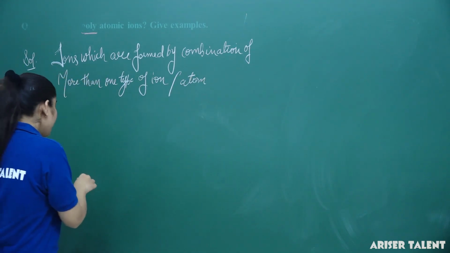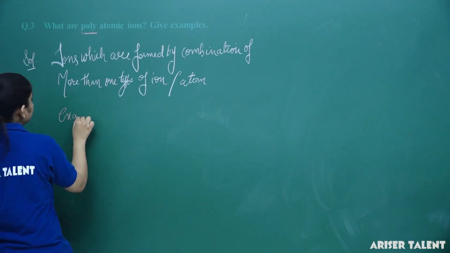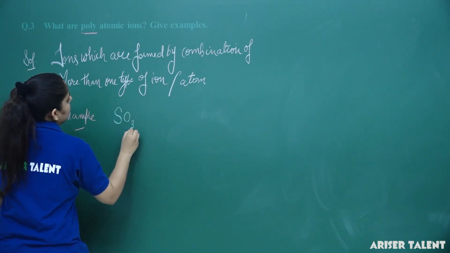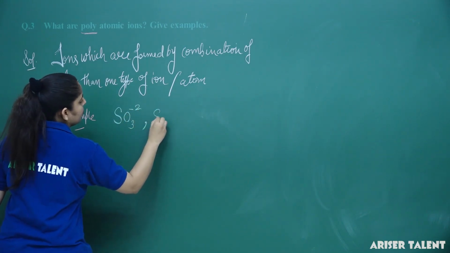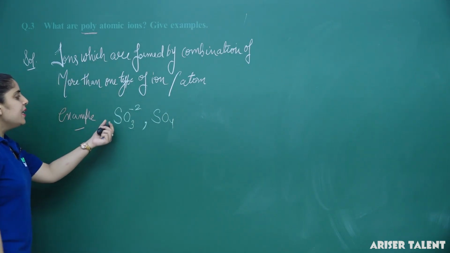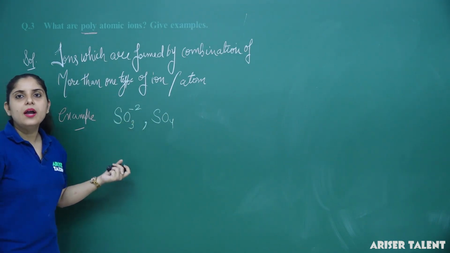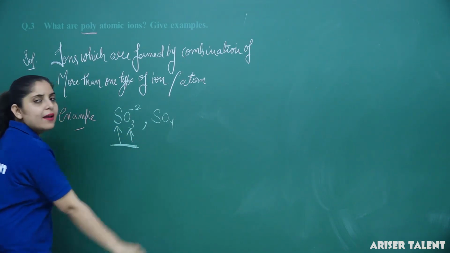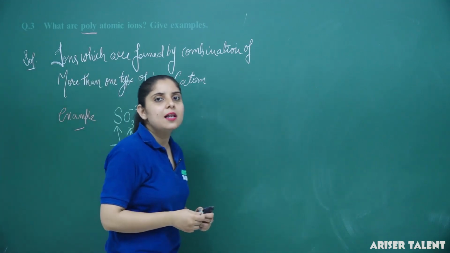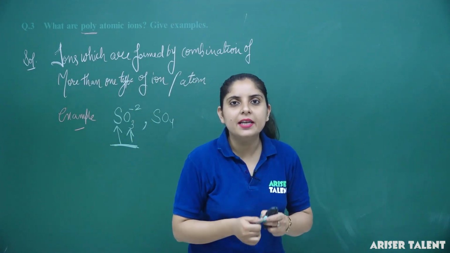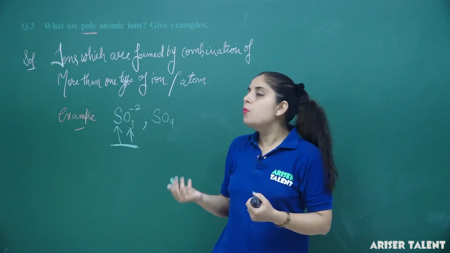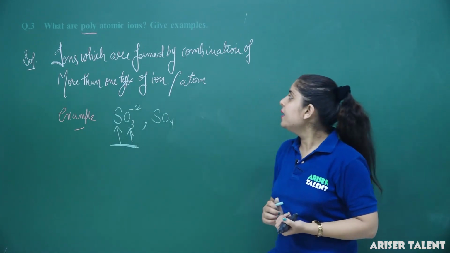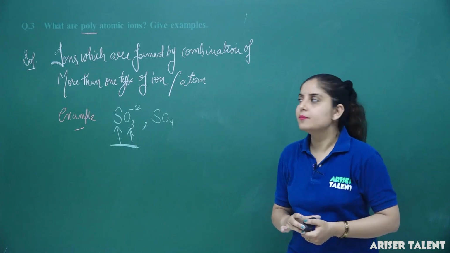Clear? So, if I am considering an example, you can see here SO3 2- and SO4 2-. So, you can see that sulfur and oxygen are the different ions having different valencies. So, this sulfate or sulfite compound is basically formed by the combination of two or more than two types of ions. So, it is considered as a polyatomic ion. So, again a very simple definition which is from your NCERT.